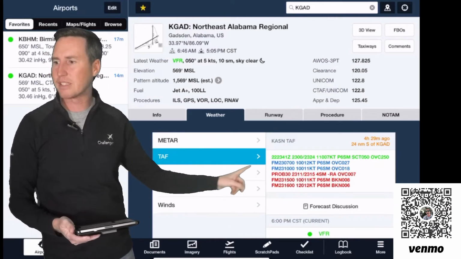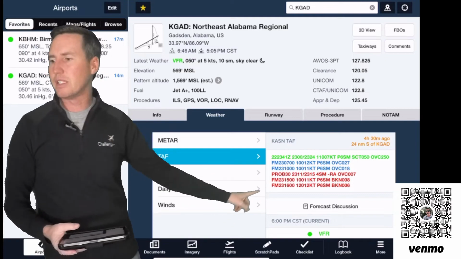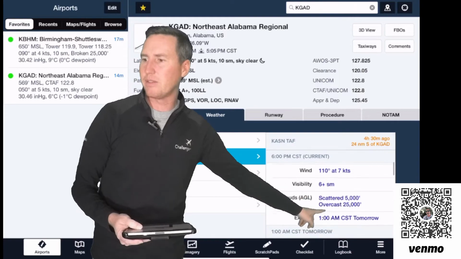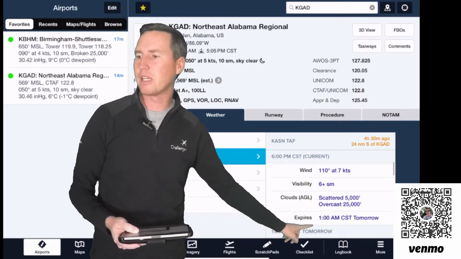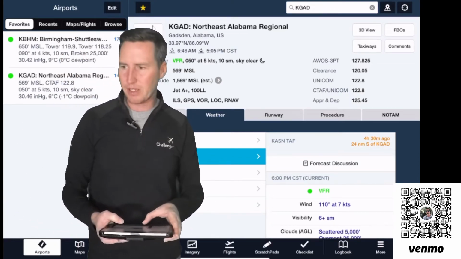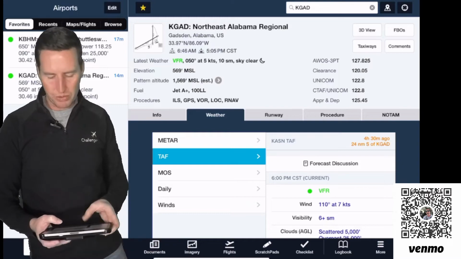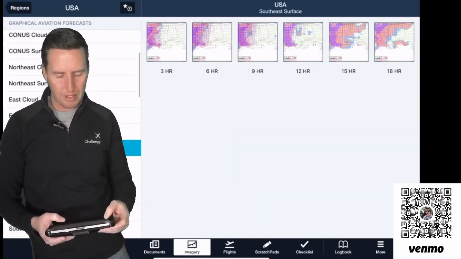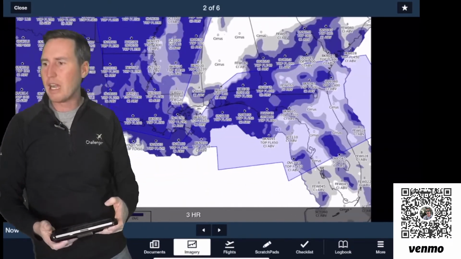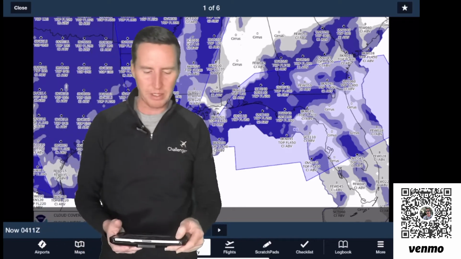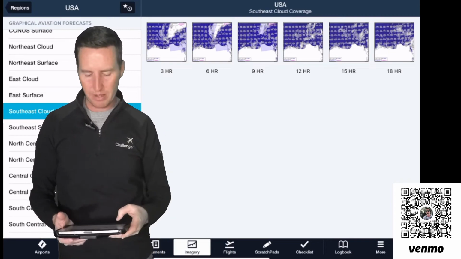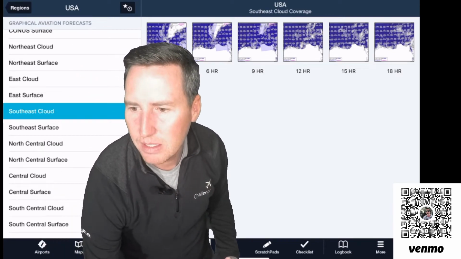We can go to terminal area forecast. The closest one to us is Anniston. It's going to get a little bit worse as we go on, but for basically the next few hours, 6 p.m. right now to 1 a.m., weather looks good. And then you could go down here to imagery, and then you could do the graphical aviation forecast, southeast cloud. And again, I went through all of this on the weather information video. Okay, so basically for our flight around the pattern or around the area, the weather looks good.